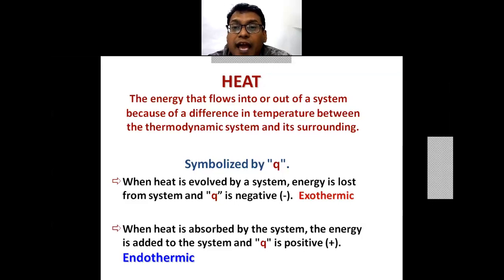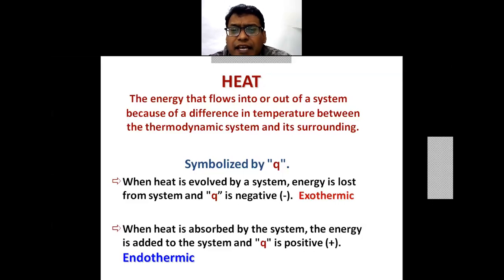So when there is a temperature difference between the two systems, only then does the heat flow. So that is the energy. Heat is nothing but the energy that flows into or out of a system. It is generally denoted by small q or capital Q.